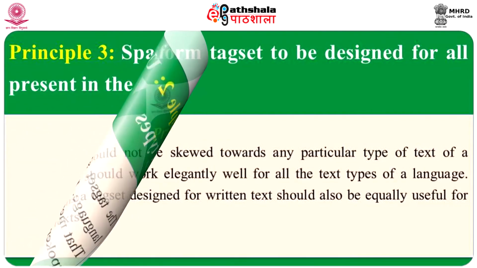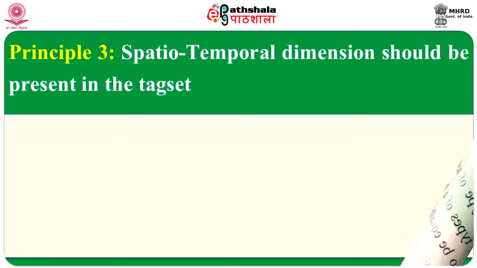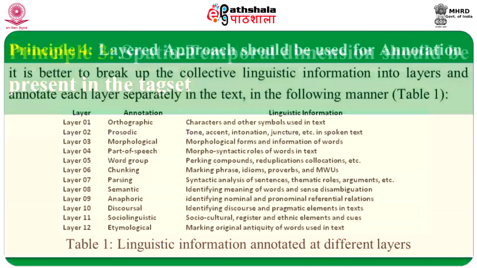Principle 3. Spatio-temporal dimension should be present in the tagset. Thus, given the corpus, it should be possible for the end user to know as to what region the corpora belong to, or what is the period to which they relate. Now, this kind of information, that is the temporal, about time, history, and spatial, about geography, should be included in the tagset.